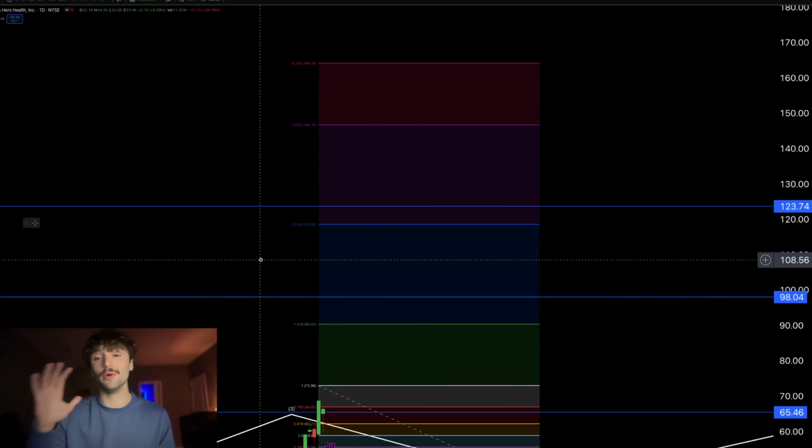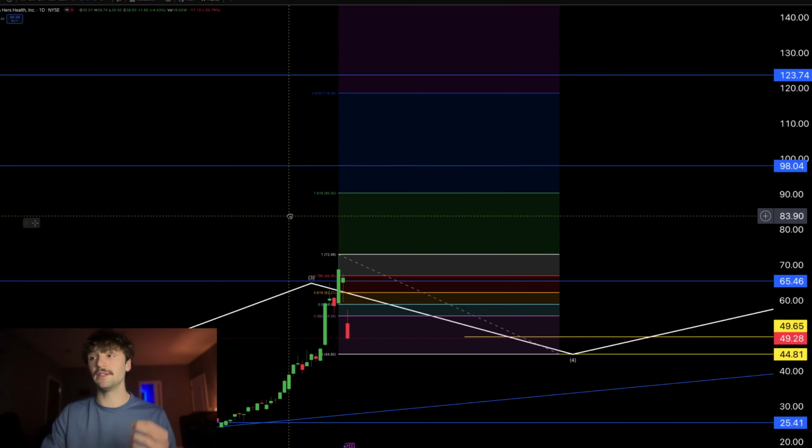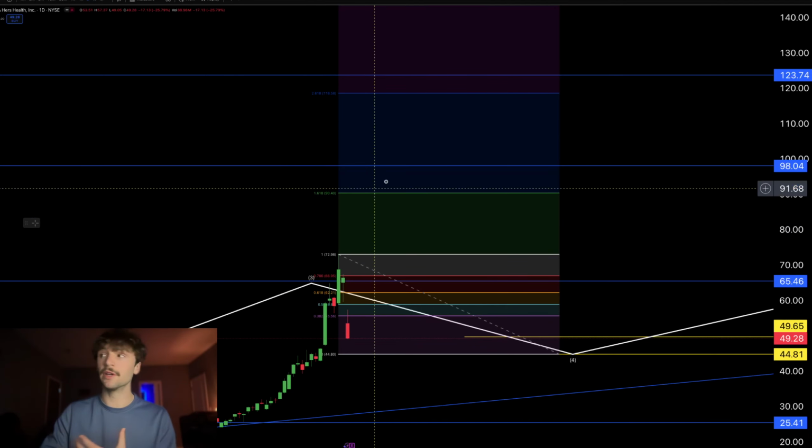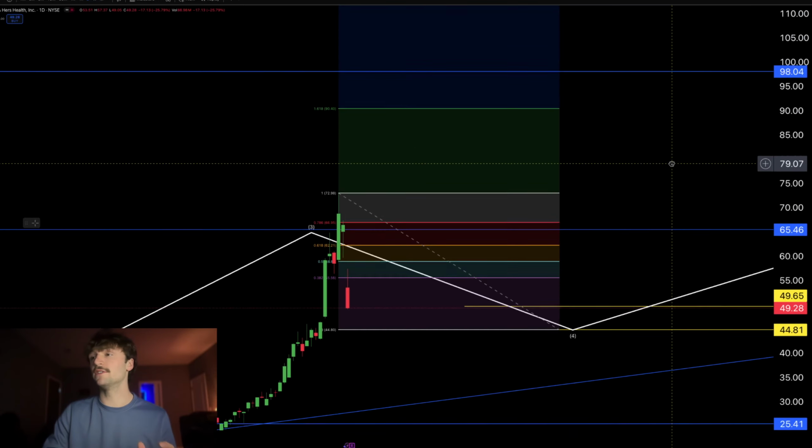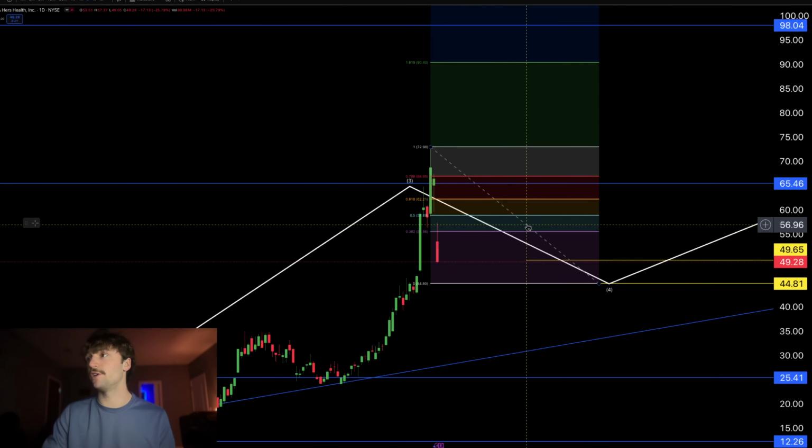Once you break that, you really do head to that 1618 and then eventually to that 2618 and 3618, and so on. That doesn't mean it always happens. That is just a good measurement tool to see where you could be going, so you do have some eyes and some ideas behind the price action where you could be going or where you could be falling.